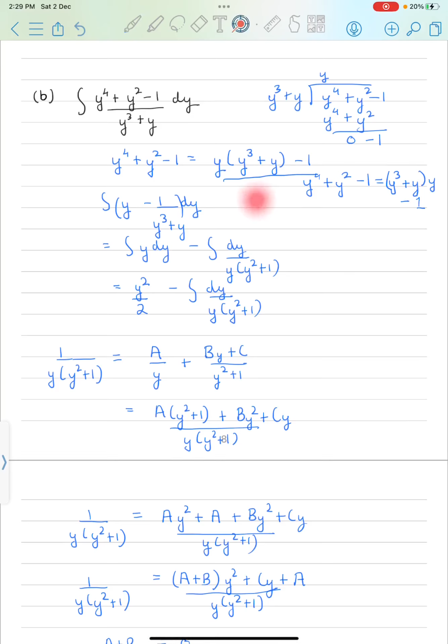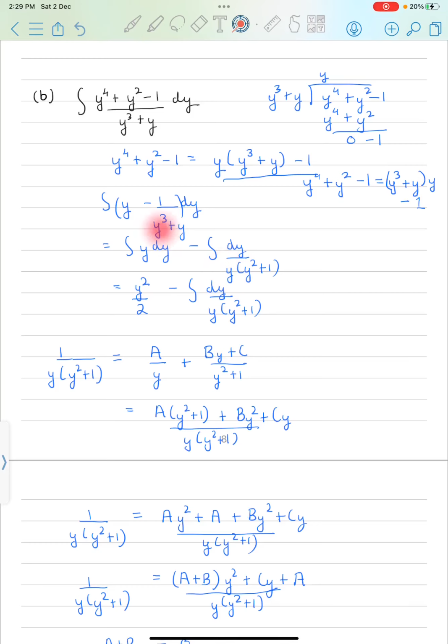So if you divide by y cube plus y, then this will be eliminated, we'll get y, then minus y by y cube plus y. So this is the integrand now. So you can integrate y, this will be y square by 2, and then dy by y into y square plus 1. So now that the numerator has degree less than the denominator, we can do the partial fraction method. Okay, so step 1 is done.